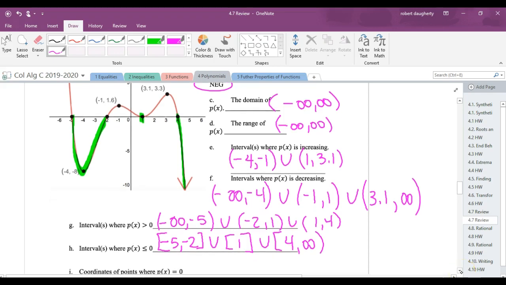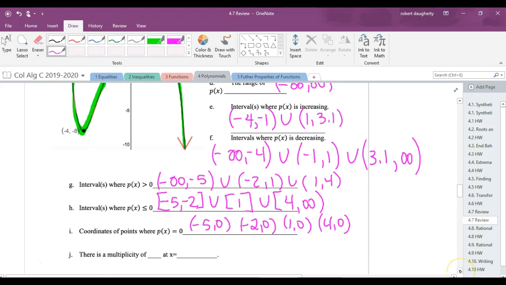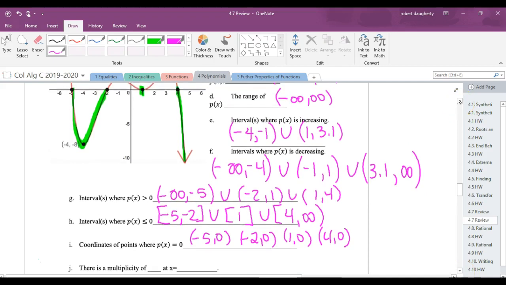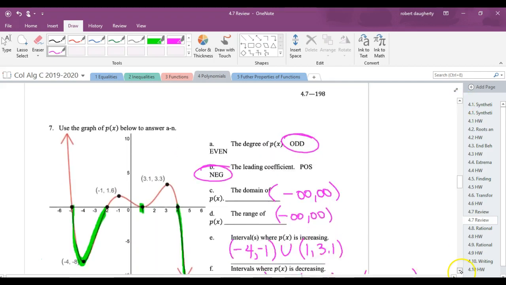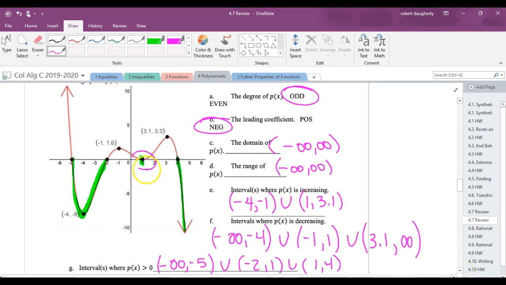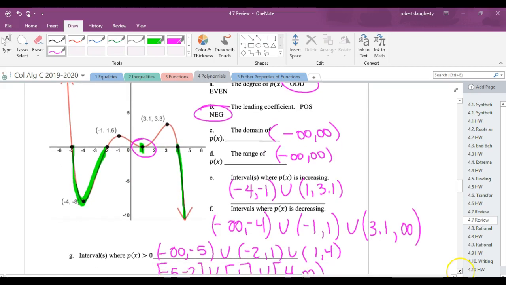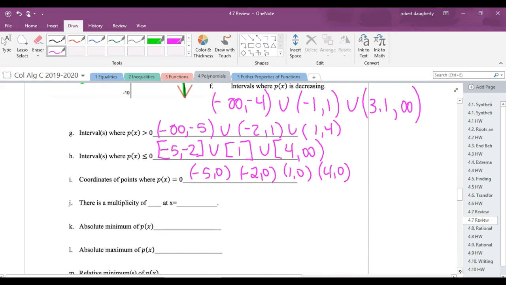Where is it equal to 0? It is equal to 0 at the point -5, 0. At the point -2, 0. These are roots or x-intercepts. 1, 0, and 4, 0. Okay. Is there any multiplicity? I can look at this graph and tell there is a multiplicity right there because I do not cross the axis. So there's a multiplicity of 2 at x equal 1.